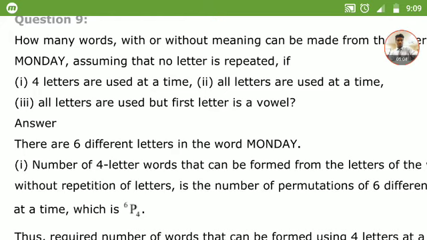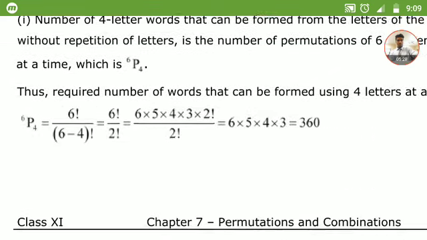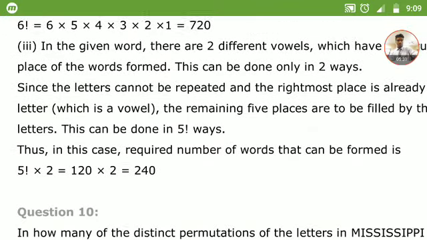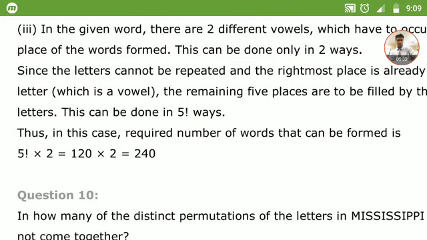Clear? Solve the answer. All letters used, but the first letter is a vowel, so you keep the first letter aside and count how many vowels are there. I think it's O and A, only two vowels, so the first place can be filled in two ways and the rest of the places. Available is 5, you have to fill up 5P5. Clear? 5P5 is factorial 5 and the first letter can be filled in two ways.